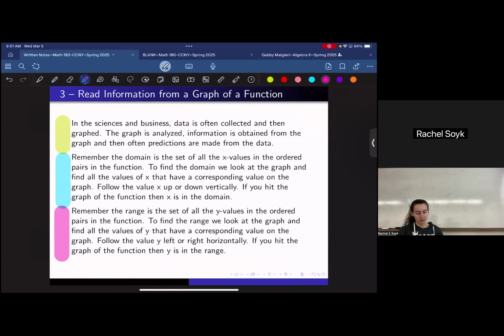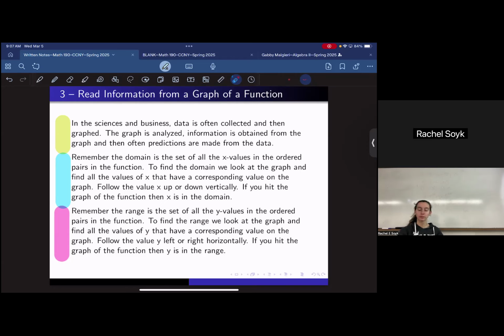Okay. In science, data is often collected and then graphed. The graph is analyzed, information is obtained from the graph, and then often predictions are made from the data. Remember, the domain is the set of all the x values in the ordered pairs in the function. To find the domain, we look at the graph and find all the values of x that have a corresponding value on the graph. Follow the value x up or down vertically. If you hit the graph of the function, then x is in the domain.